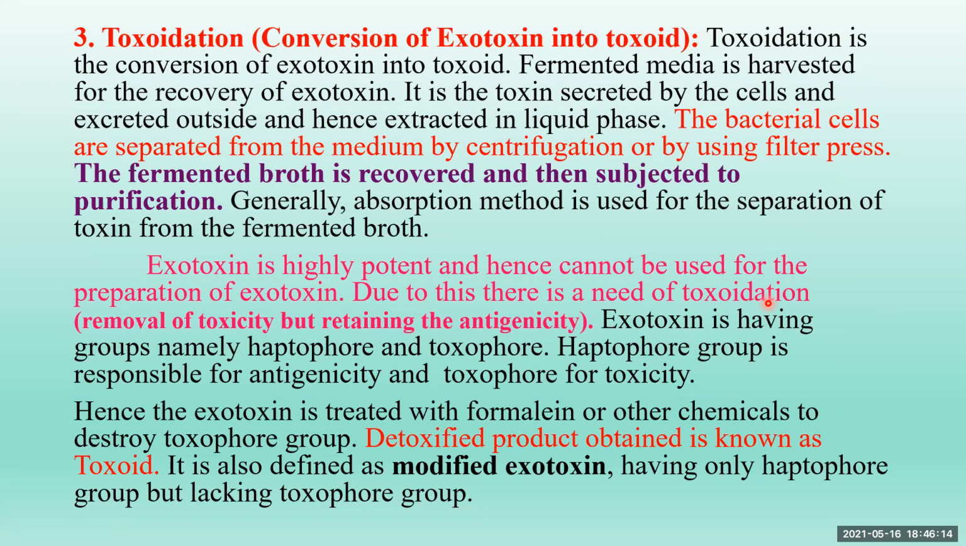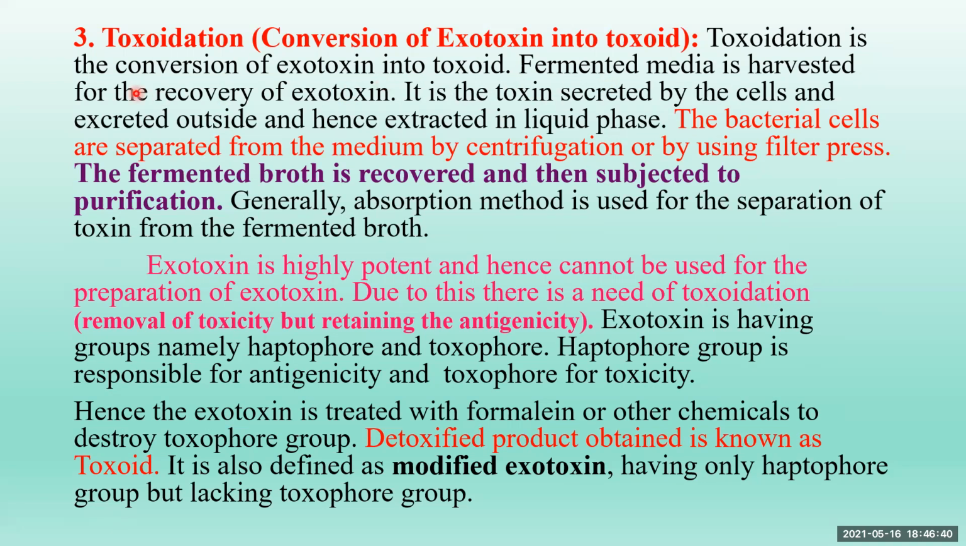It is very toxic. It is very potent. It can cause toxicity in human beings. So the exotoxin needs to be toxoided. Toxicity from the exotoxin is removed and antigenicity is retained. The process is called toxoidation, conversion of exotoxin into toxoid.